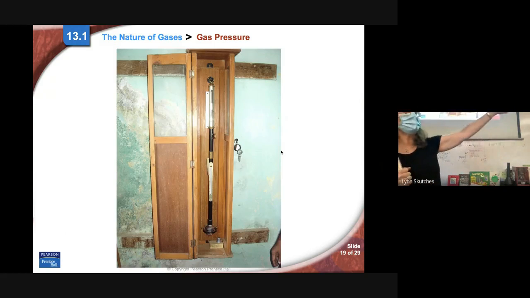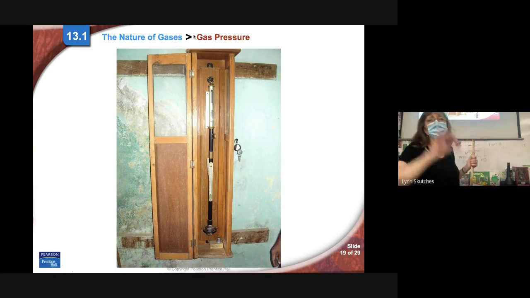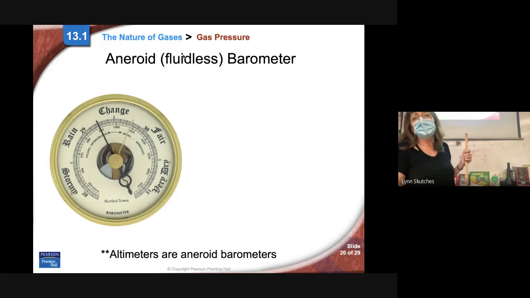It's not ours, but we have one exactly like this, the same wooden case and everything in the back room. There's a dish of mercury at the bottom and then a long tube, 76 centimeters, that has like a straw basically into that tube for measuring barometric pressure. There's other ways to do pressure besides liquids. You don't need water. You don't need mercury.